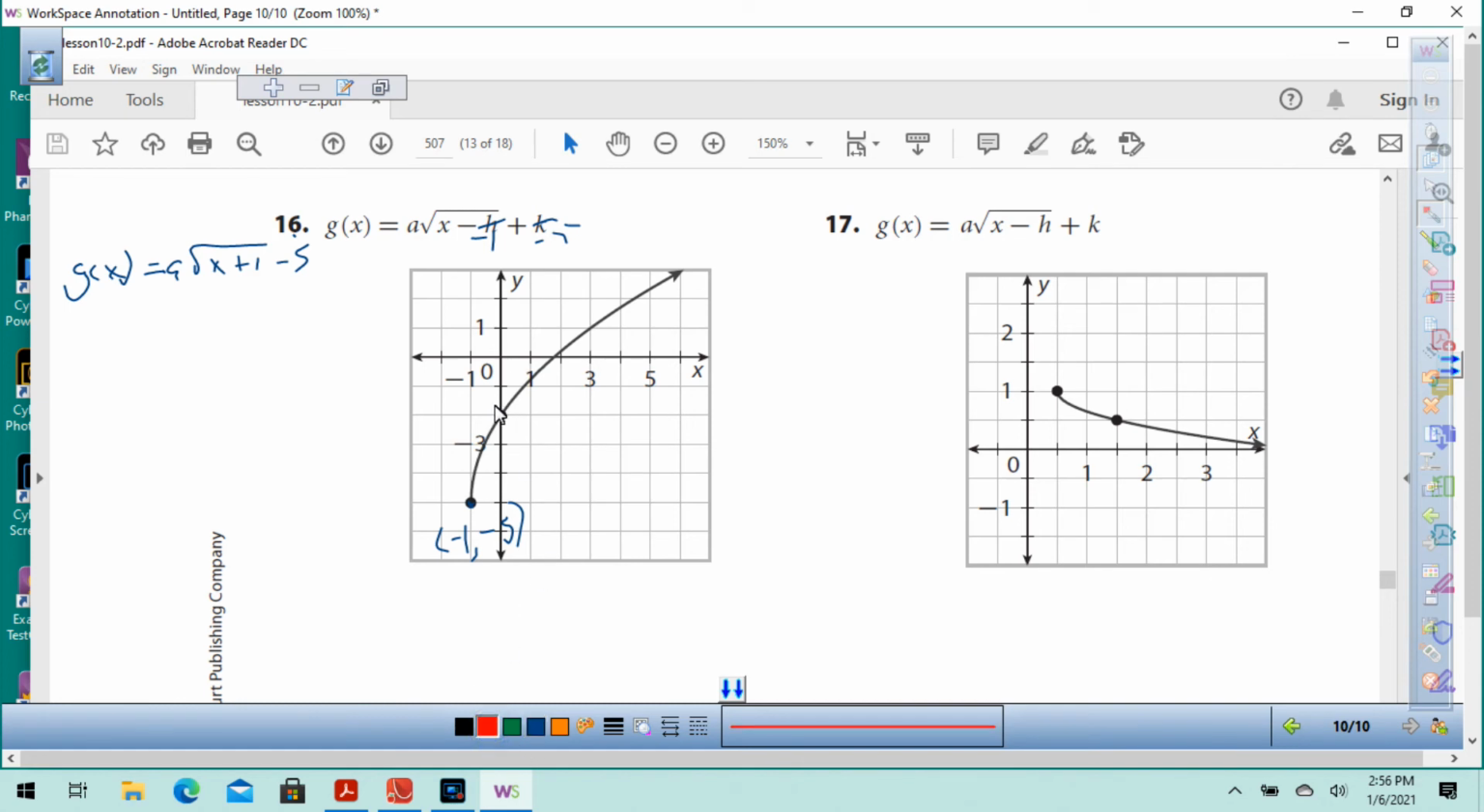And then we've got this point here, and that looks to be 0, 2. So we'll put the 2 in. We got 2 equals a times the square root of, and then we'll put the 0 in for the x, 0 plus 1, and then minus 5. All right, so I'm going to add 5 to both sides, and I get 7 equals a times the square root of 1. That's 0 and 2, yeah, and then add 5, that gives me 7. Okay, and 0 plus 1.